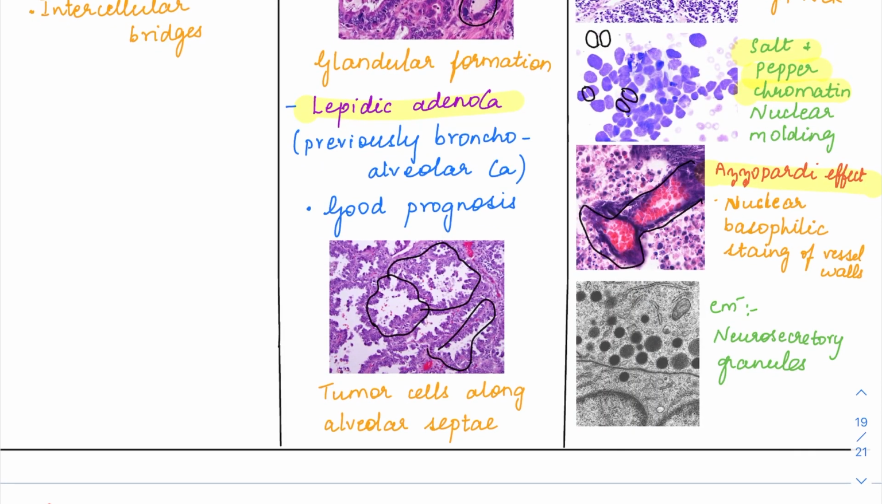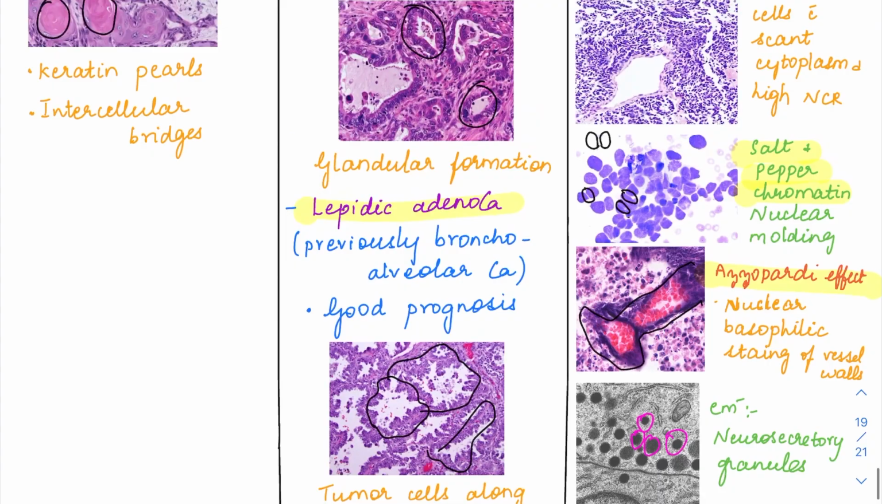Electron microscopically also, neuroendocrine carcinomas, any neuroendocrine carcinomas for that matter, are going to have neurosecretory granules. These neurosecretory granules can be seen on electron microscopy. These are the granules which are composed of synaptophysin, chromogranin, bombesin, all of these.